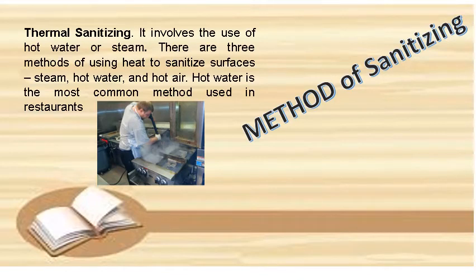So we have the first one, thermal sanitizing. So what is thermal sanitizing? It involves the use of hot water or steam, as you see in the picture. There are 3 methods of using heat to sanitize surfaces in the kitchen: by means of steam, hot water, and hot air. Hot water is the most common method used in some restaurants or even at home. So we boil water and then we submerge our kitchen utensils and other things we use in cooking.